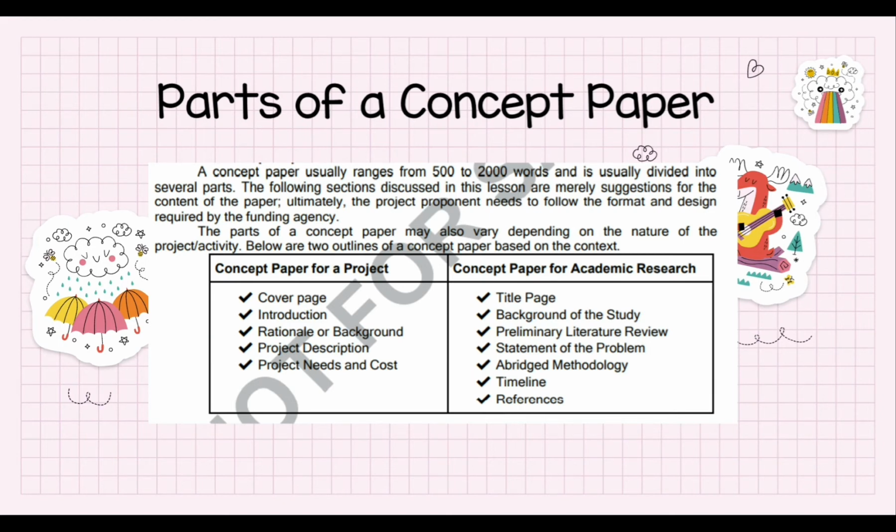But if it is for an academic research, it must contain the title page, background of the study, preliminary literature review. Take note of the word preliminary. You're not going to provide your full literature review. You will just provide them a brief collection of your main literature review. And then statement of the problem, abridged methodology, meaning the shortened version of your methodology, the timeline wherein you are going to accomplish your research, and then the citation of your references.